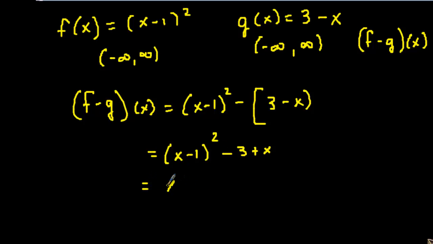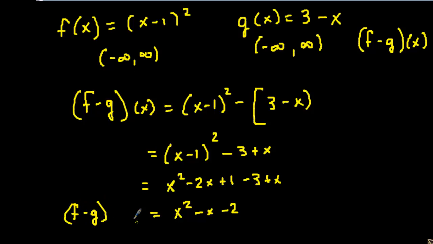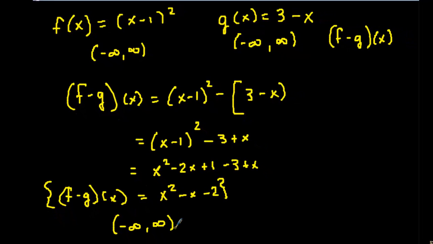So we're going to multiply this. So this is going to be x squared minus 2x plus 1. That's this squared, minus 3 plus x. So then we're going to add like terms. So negative 2x and x is negative x. 1 and negative 3 is minus 2. So f minus g of x is this function here. And then the intersection of the two functions is all real numbers, so that would be the domain of this function as well.